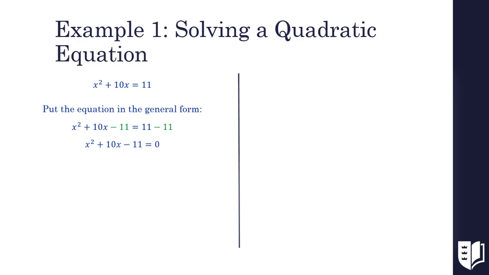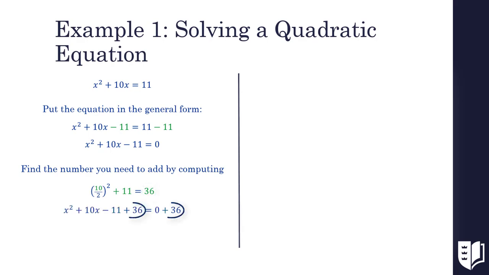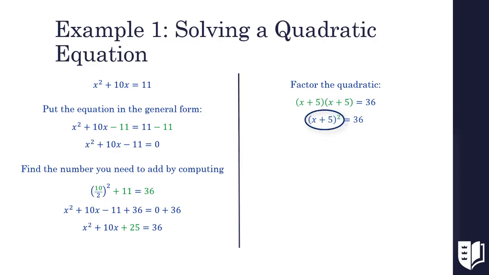Next, we need to find the number d that we're going to add to both sides. We get this by dividing our 10 by 2 and squaring the resulting 5. This gives us 25, from which we need to subtract a negative 11. This results in 36. We add 36 to both sides of our equation, giving us the equation x squared plus 10x plus 25 equals 36. Now we factor the left side of our equation. This produces the factor x plus 5 times the factor x plus 5, or x plus 5 quantity squared.